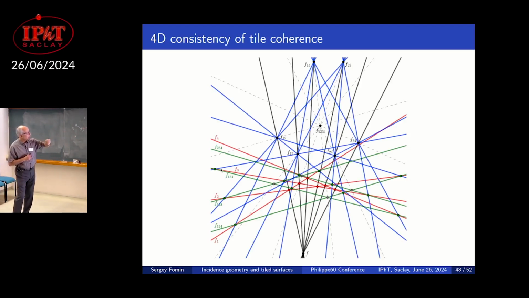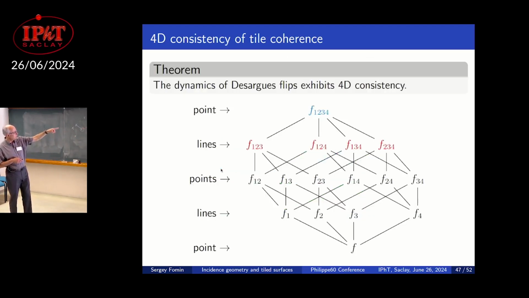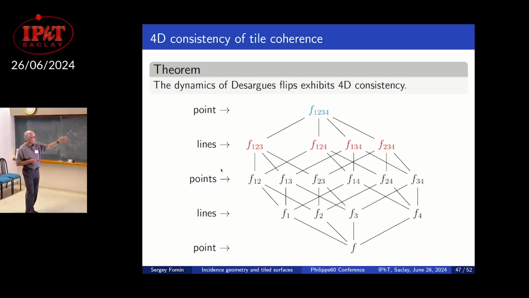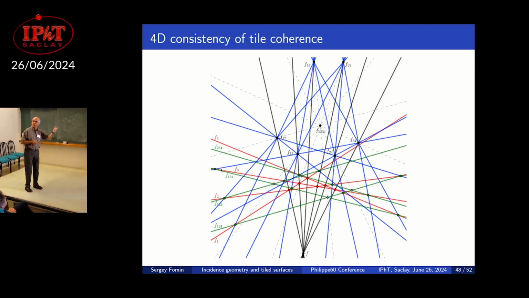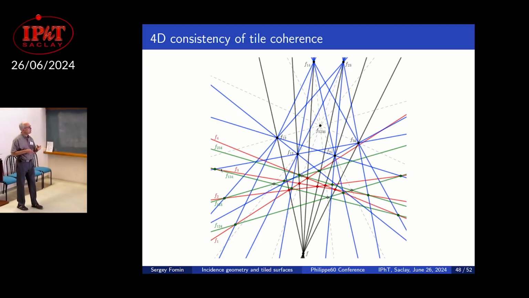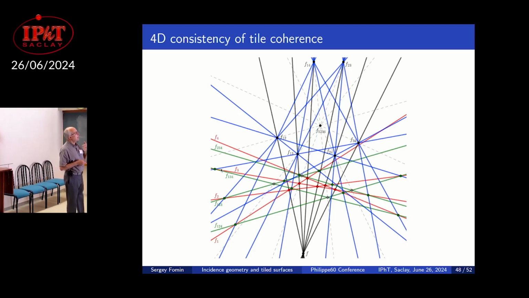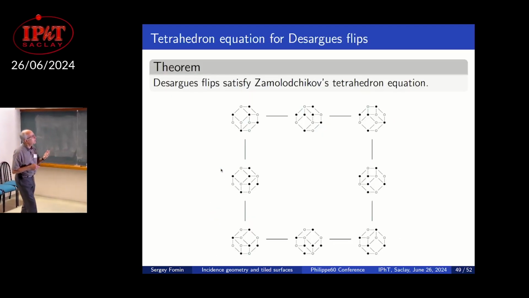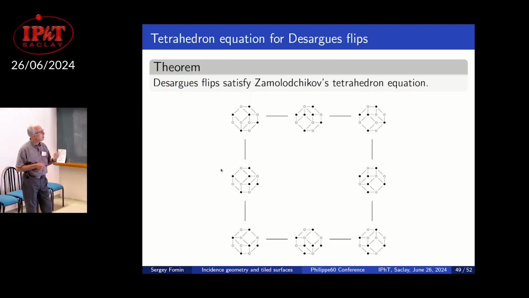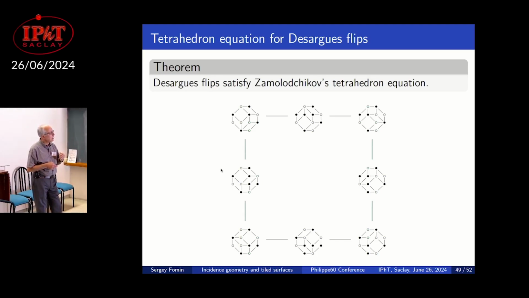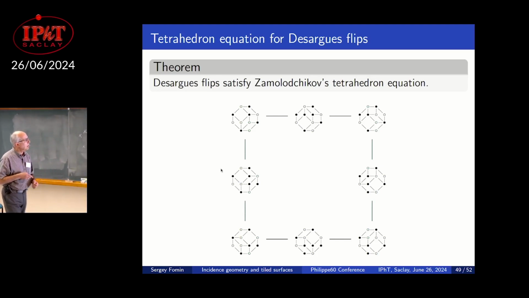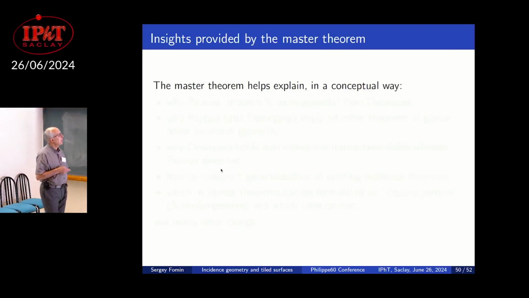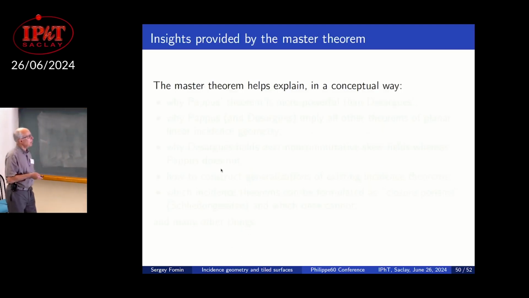This is the incidence theorem that corresponds to this 4D consistency condition. Of course, nobody in his right mind would have come up with this theorem, but given the previous slide, you know where it comes from. And it can be reformulated as saying that Desargues flips satisfy the Malotchikos tetrahedron equation. So when you do these flips inside hexagons, and after 8 flips you come back, there is no monodromy. It's the same configuration on the plane.